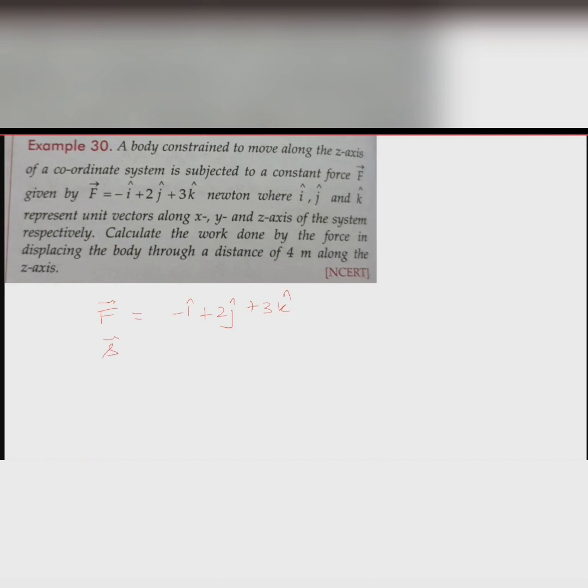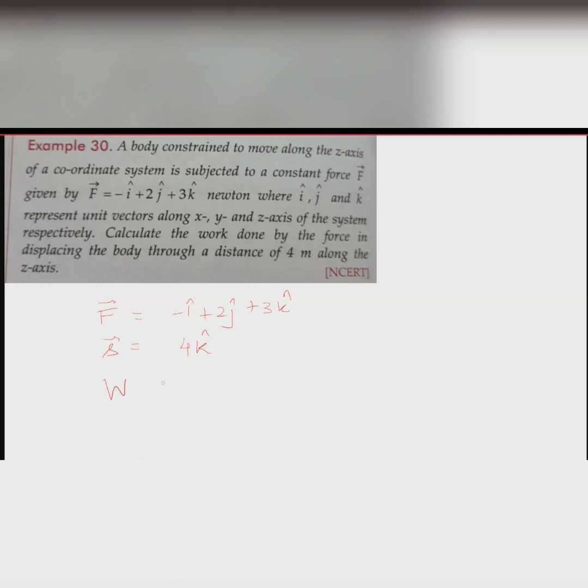Now, what would be the displacement vector? Ma'am, displacement is given as 4 meter, 4 meter along the z-axis. Okay, we need to take both the vectors in Cartesian form now. So it would be 4 k cap. It's along the z-axis. So it would be 4 k cap.